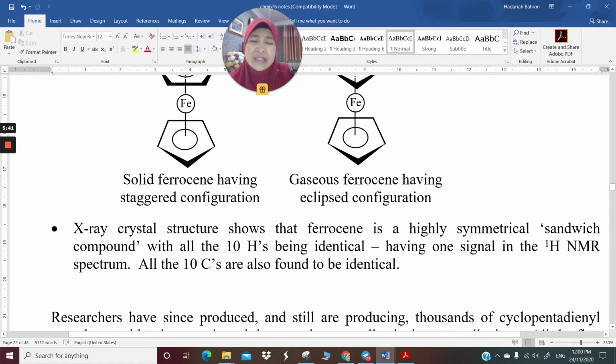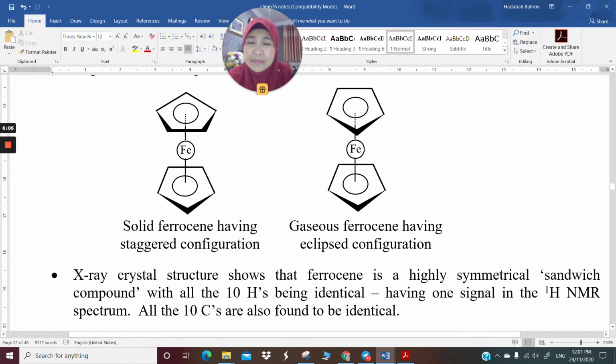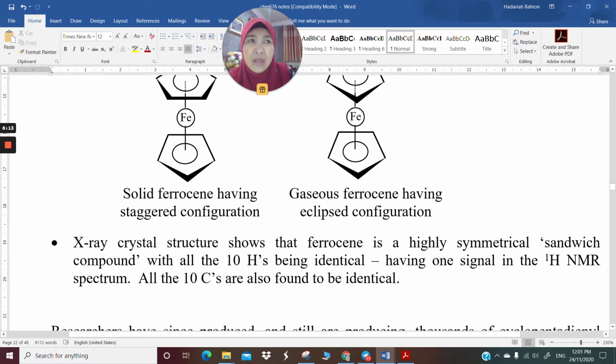Now, X-ray crystal structure shows that ferrocene is a highly symmetrical sandwich compound, with all the 10 hydrogens or 10 protons being identical, having one signal in the proton NMR spectrum. So if you run NMR spectroscopy on ferrocene, what you will see is just one single peak that is the signal for all the protons in there. They are all identical.